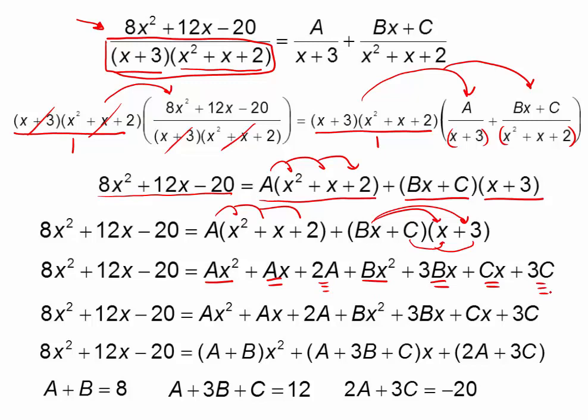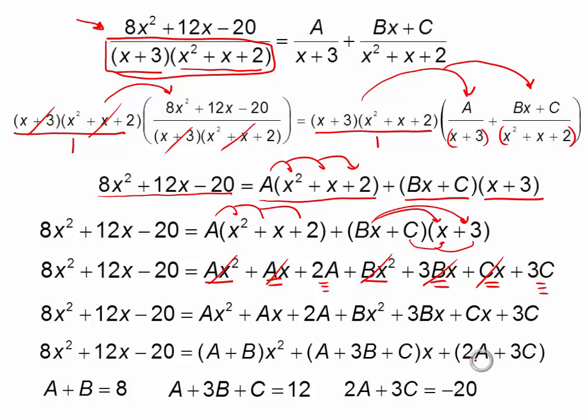So here I am now bringing my ax squared and my bx squared together, and I'm going to factor an x squared out of that, and you can see right there that's going to be a plus b times x squared. So those are done. Then let's look at my x terms. I've got an ax, a 3bx, and a cx. So I'm going to factor an x out of all three of those. That would leave me with a, 3b, and c. And there's my x factored out of that. So the x's are gone now. And then I've just got this 2a plus 3c on the end.